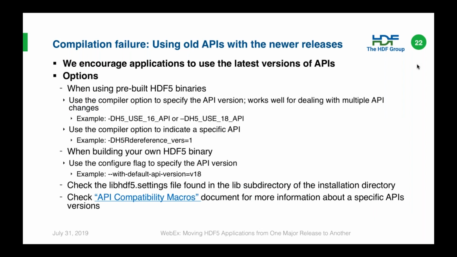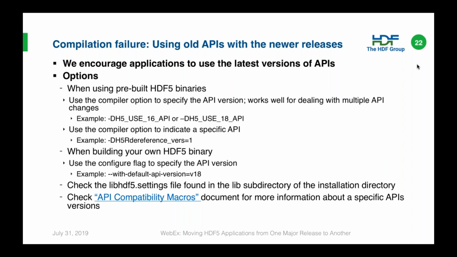So we encourage applications to use the latest versions of APIs, but we understand that unfortunately it may not be possible. Especially if you use pre-built binaries, someone installed it for you or you grab it from our website and you still are on the 1.6 release, but you know that 1.8 or 1.10 address a specific bug or security vulnerability issue that you're concerned about.